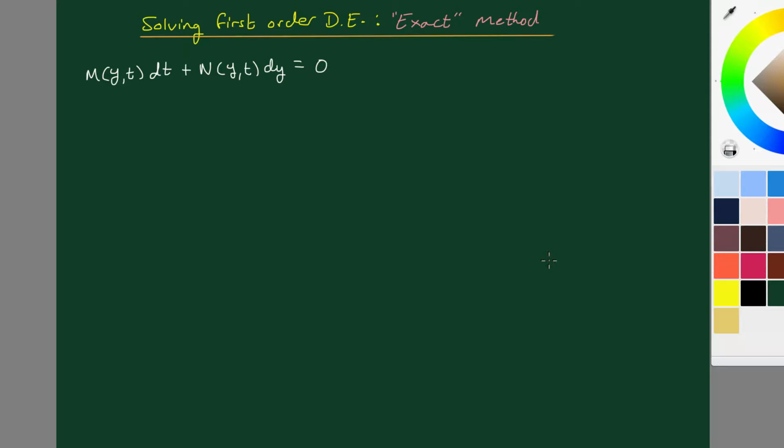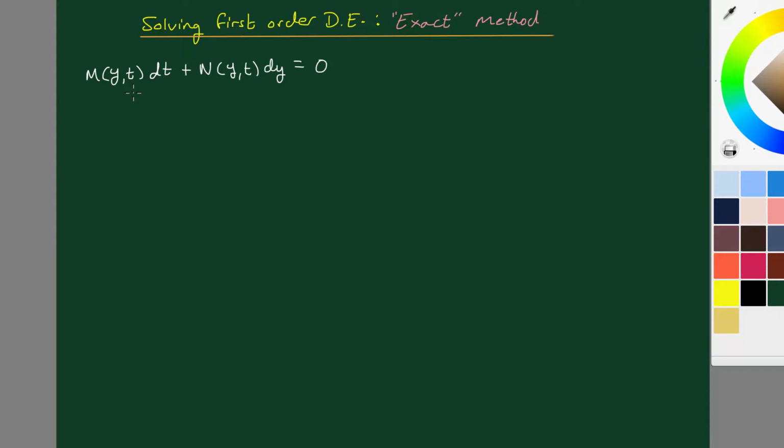Alright, so what we're going to talk about is solving first order differential equations using the exact method. Usually when we're using the exact method, we have to deal with a differential equation that's been written of this form. Sometimes we have the variables y and x, but in this case I decided to use y and t. So usually the differential equation can be written in this form: some function M of y comma t times dt plus another function N of y comma t times dy.